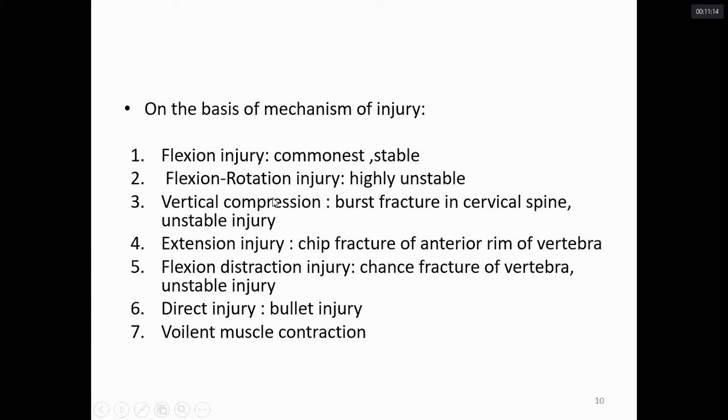Vertical compression type of fracture: if the mechanism of injury is vertical compression, then it could be a burst fracture. Whether the burst fracture is in the cervical region or the thoracolumbar regions, burst fractures are basically unstable type of fracture. Even then, there are two types of burst fracture, stable burst and unstable burst. So for an unstable burst, you have to go for operative fixation. The basic concept is if the fracture is unstable, you have to go for operative fixation. If the fracture is stable, then you can manage conservatively.